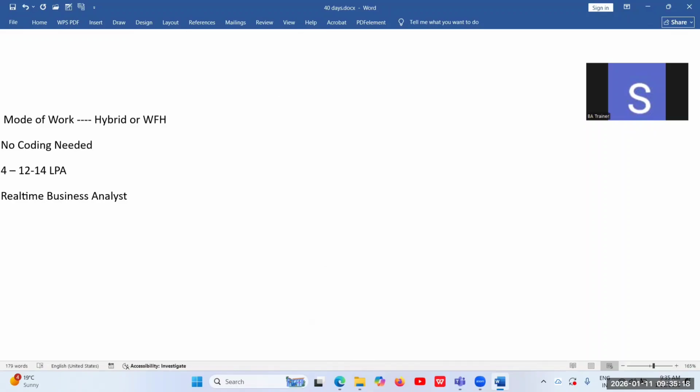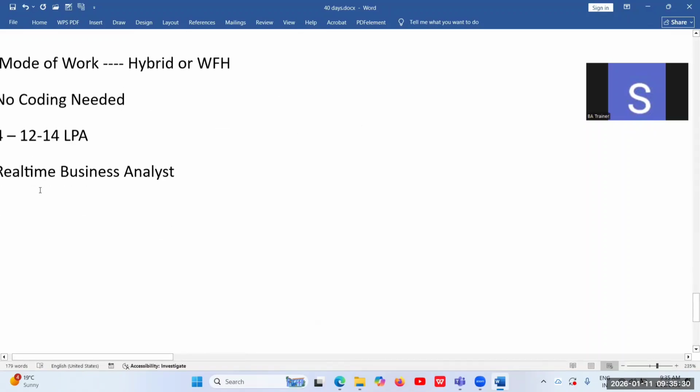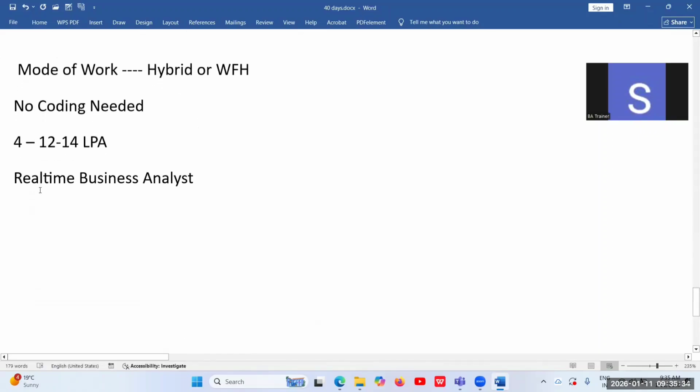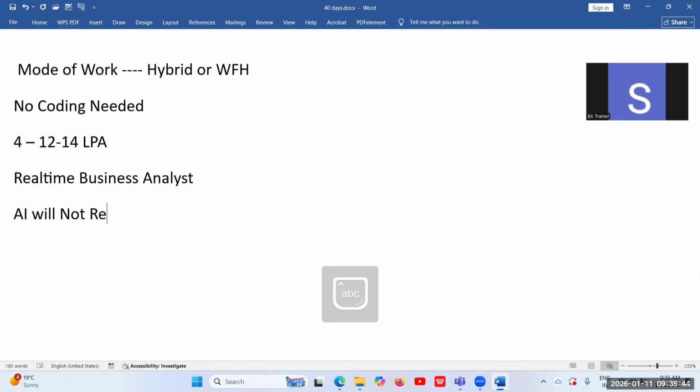Exactly what a BA does in the work environment, we are going to cover that aspect. With the domain knowledge, everything we are going to cover. And one more thing: will AI be replacing the job? Business analyst is one of the highly demanding jobs, and I can say these jobs will not be replaced by AI forever. AI will not be replacing BA jobs.